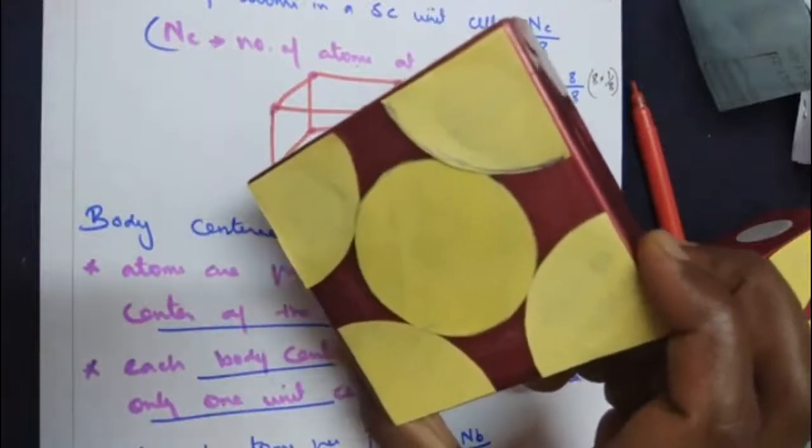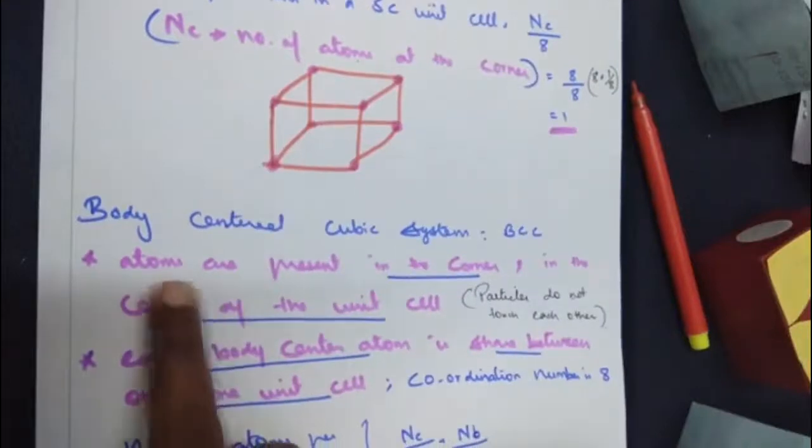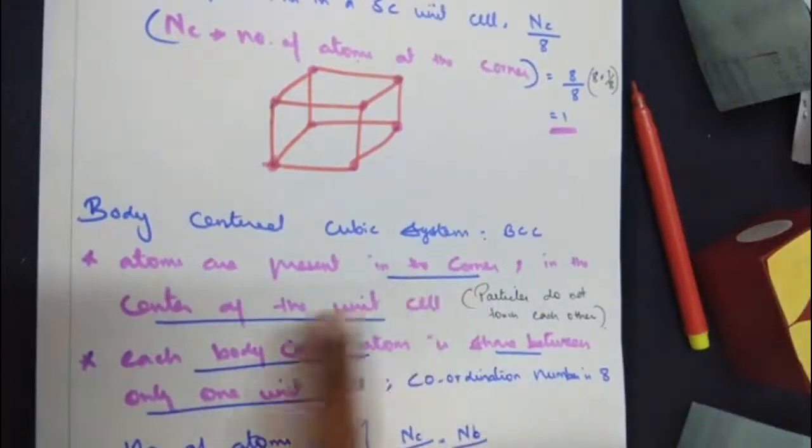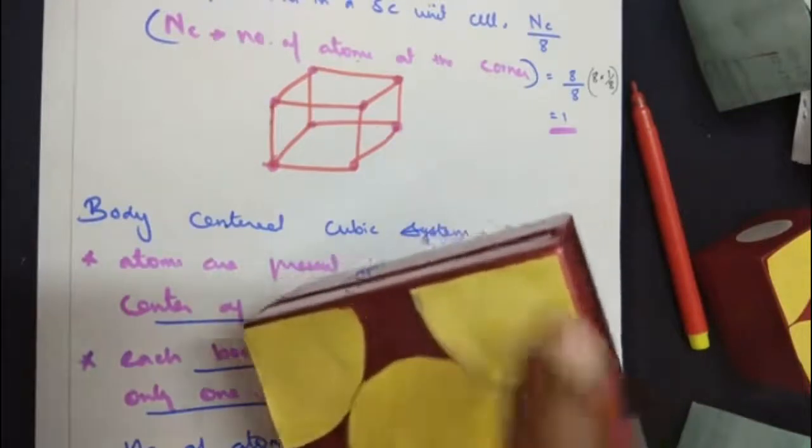I mean across all the unit cells. So what's the point we have written? Atoms are present in the corner and in the center of the unit cell. In the corner also, not as a whole, only 1 by 8 part is being shared here. So one atom is in the middle of the body.